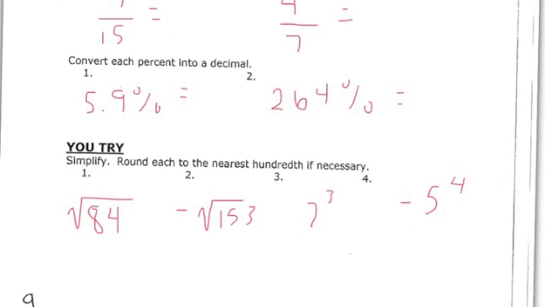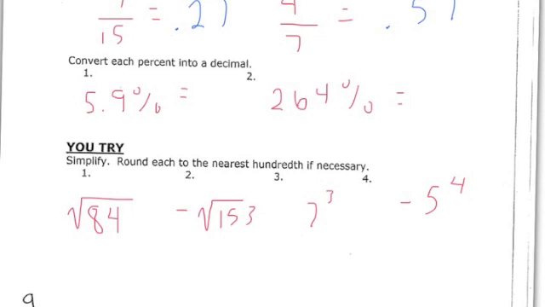Alright, I'm assuming you went ahead and took a look at these guys. Okay, if you go ahead and type in 4 divided by 15 on your calculator, you get 0.266667, but we want to round to the nearest hundredth, so we would have to round to 0.27. Okay, number 2, type in 4 divided by 7 on your calculator. That should give you 0.571. We're going to round to the nearest hundredth, so that gives us 0.57.